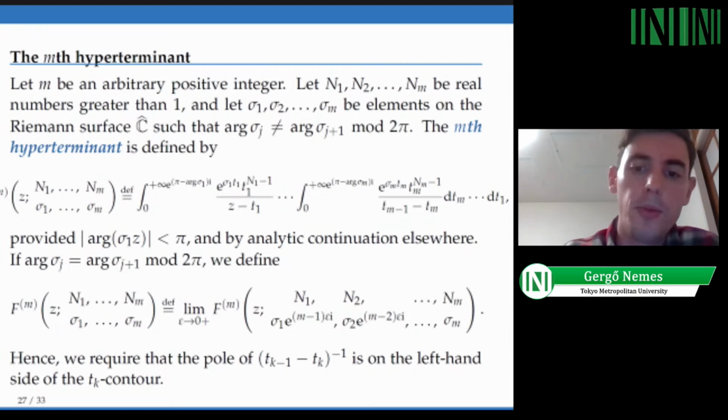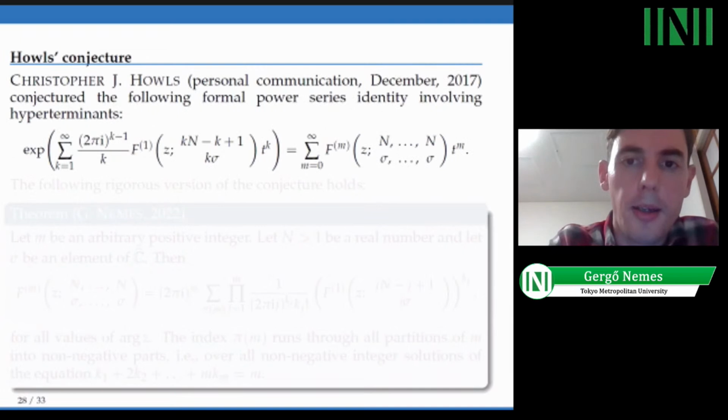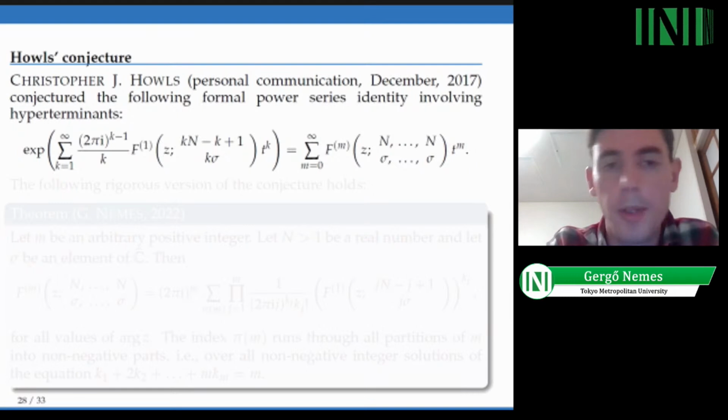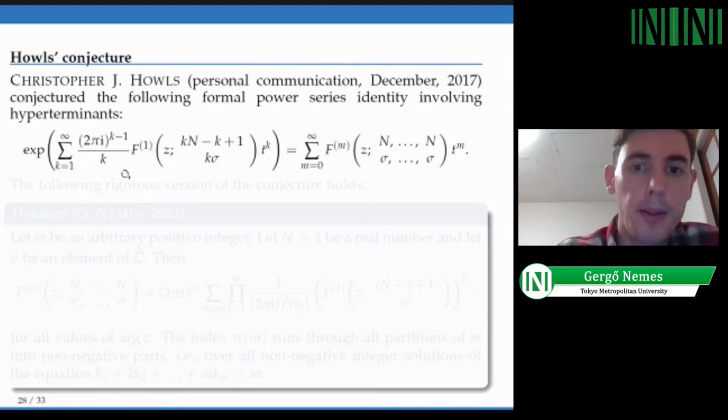And then exactly 5 years ago, there was a meeting in Santa Barbara where Adri showed these results to Chris Howls. And then Chris, motivated by this problem, formulated a surprising conjecture involving the hyperterminants. And this is the conjecture itself.